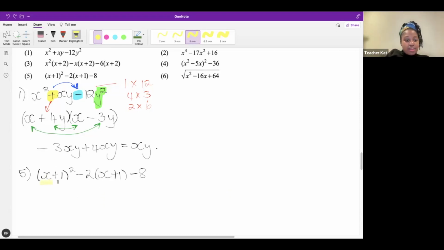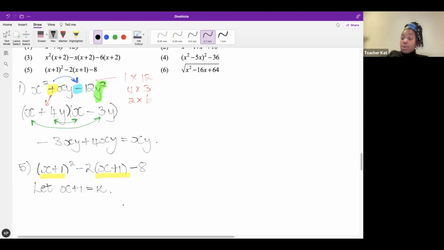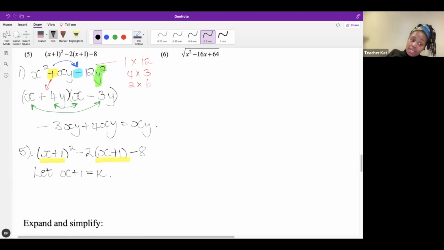So I'm going to say this bracket here: let x plus 1 equal to K. Are we with me? That means this whole bracket is K. So then it looks like so: K squared minus 2K minus 8. Does that not look better to factorize? That looks much better, guys. Now you can see the trinomial properly.